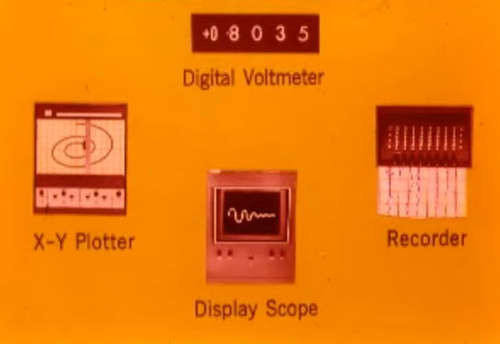The multi-channel recorder simultaneously records on a strip chart any set of the problem outputs. In addition, the analog computer has a readout system for rapid access to any voltage in the program.